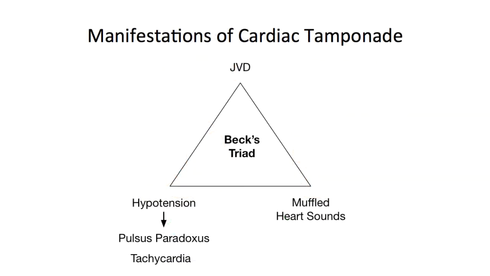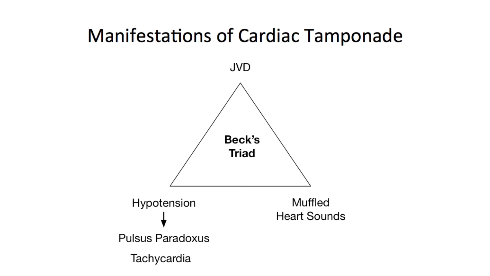The manifestations of cardiac tamponade are frequently organized into a triad, referred to as Beck's triad. Beck's triad includes jugular venous distension, muffled heart sounds, and hypotension. Jugular venous distension is a measurement of right atrial pressure and correlates with the central venous pressure. Because of the high pressure exerted on the right atrium, the jugular vein distends.